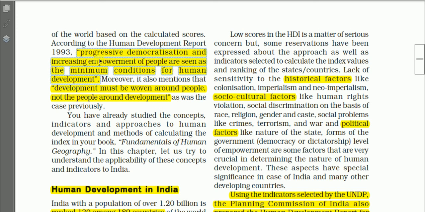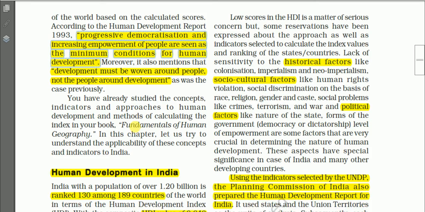According to the Human Development Report 1993, progressive democratization and increasing empowerment of people are seen as the minimum condition for human development. Democratization means all the imbalances and discrimination should be minimized, and the people should be empowered. So these are the minimum conditions to fulfill human development.